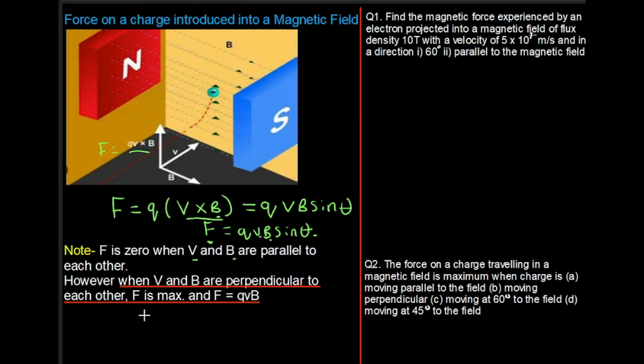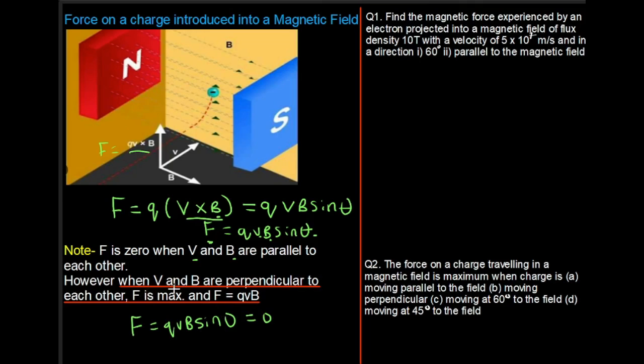How did we arrive at that? From our equation, F equals QVB sine theta. If V and B are parallel to each other, it simply means the angle between them, that's theta, will be 0. So we are going to have QVB sine 0. Sine 0 is 0, so 0 times QVB will give us 0. So the force will be 0.